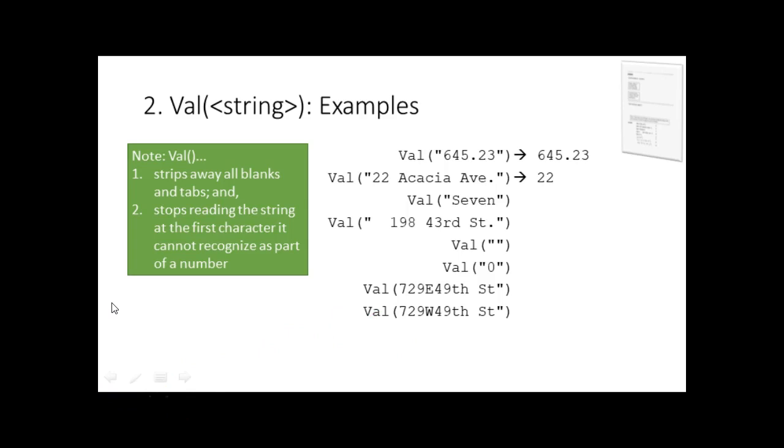Val of $7. What do you think this is going to be? 7. Nice try. 0. It obviously is not anything numeric. Sure, a human could recognize that as something with numeric information in it, but it's not a number per se. The Val of 198 43rd Street. I'd like you to take a moment and try to predict what is going to come out.